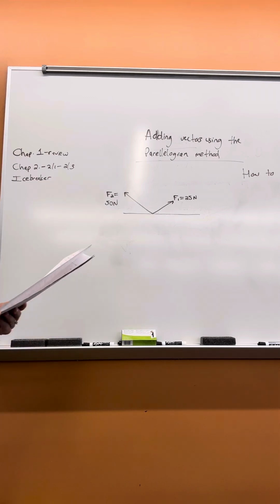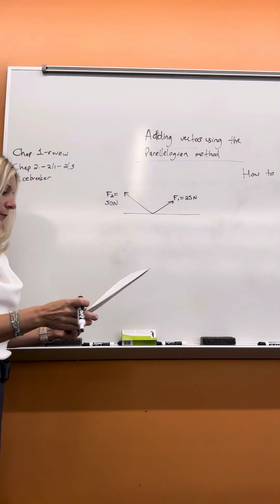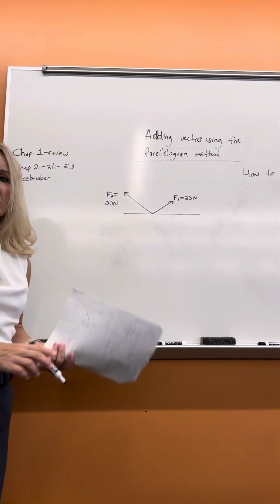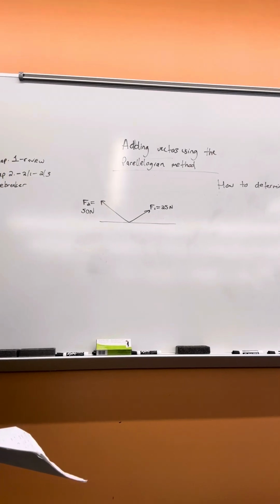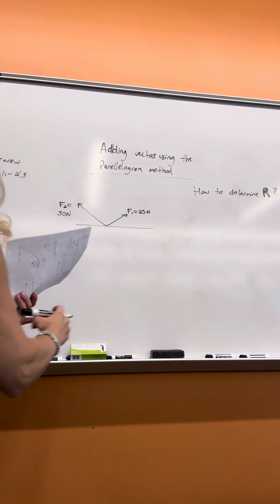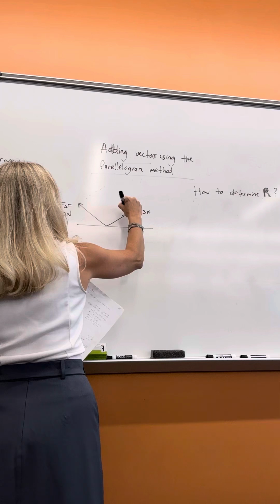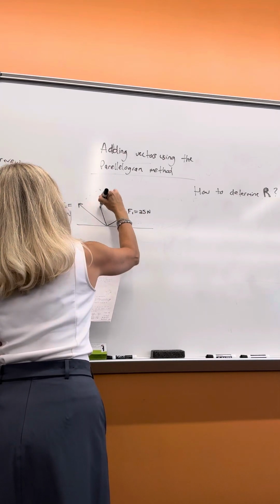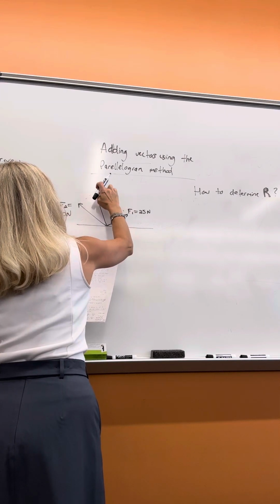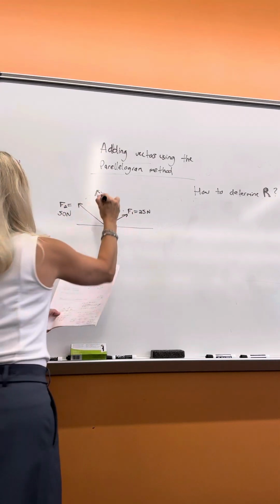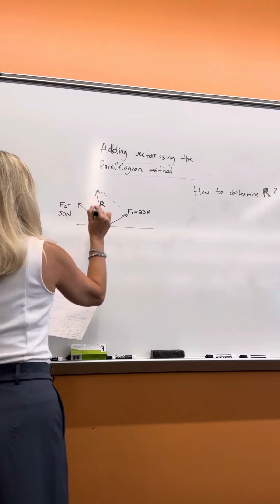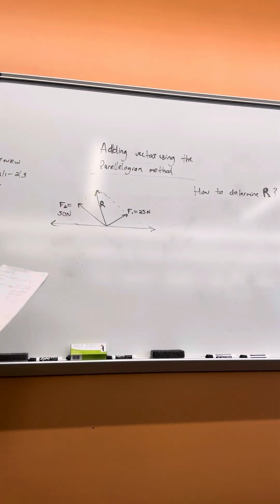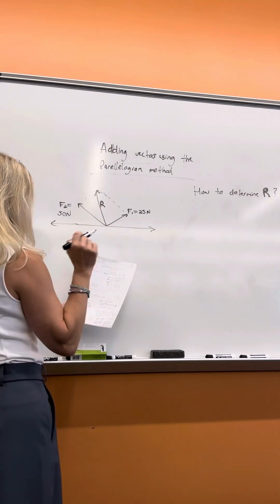So how would we determine R? Any ideas? Well, hopefully you know we have to draw a parallelogram because this is the parallelogram method. So let's do that. And then if we draw the diagonal here, then we get R. What information do we not have here that you need? The angles. You have the scalar component, but you didn't have the angle.